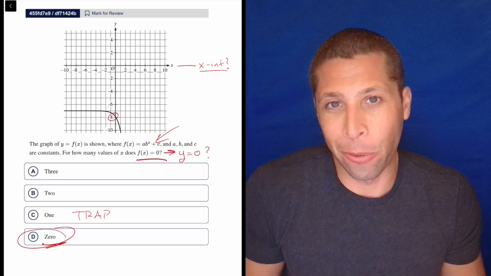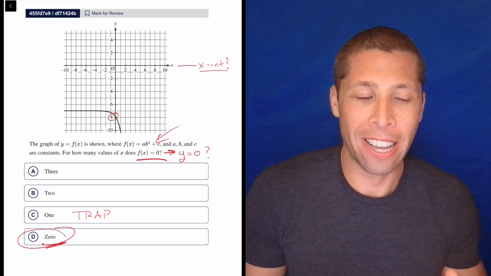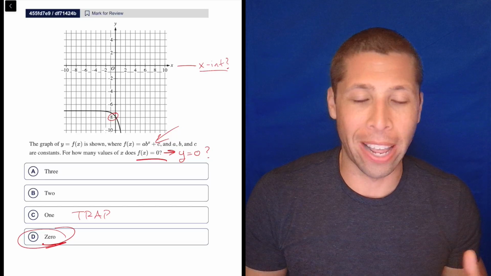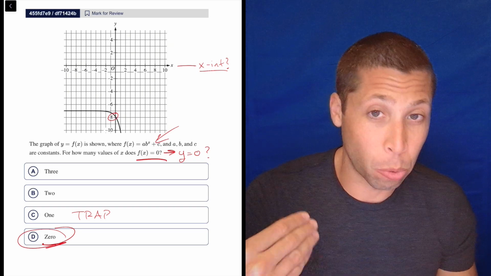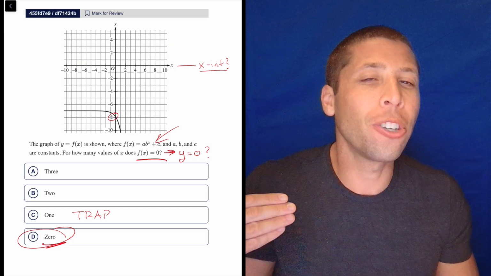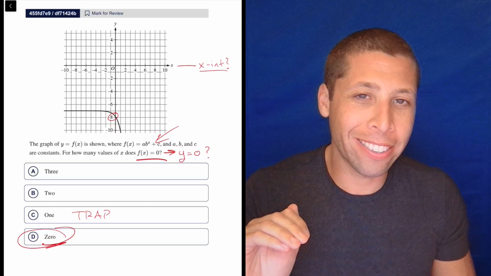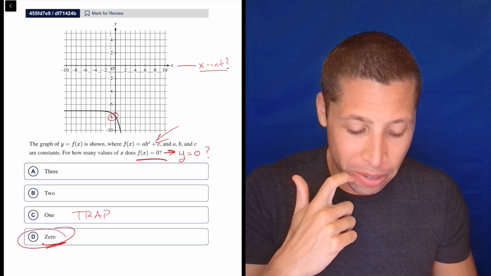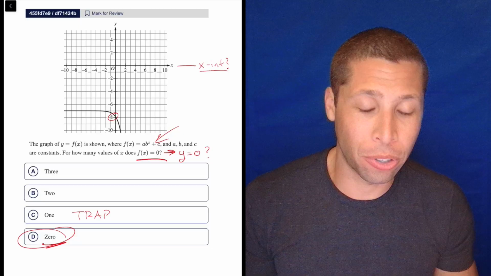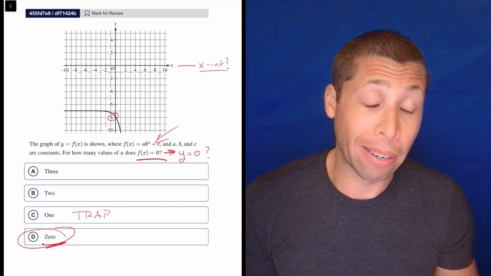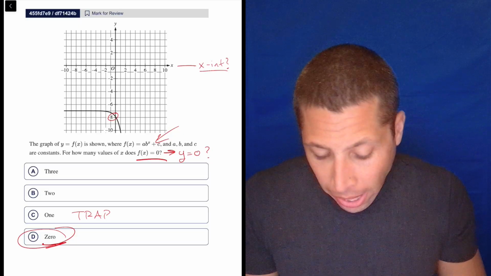And basically, a lot of times they're phrasing it in ways to try to deceive you. And I think that's why they said for how many values of x does f of x equal 0, because they know that function notation is just a little bit more advanced than if they had said for how many values of x does y equal 0. I think if they had phrased it as y equals 0, some people still would pick C, but fewer of them. What do you think? Is there anything I'm missing here?